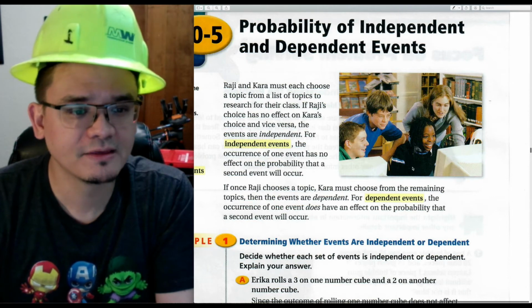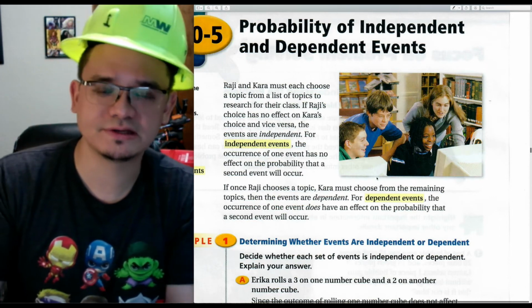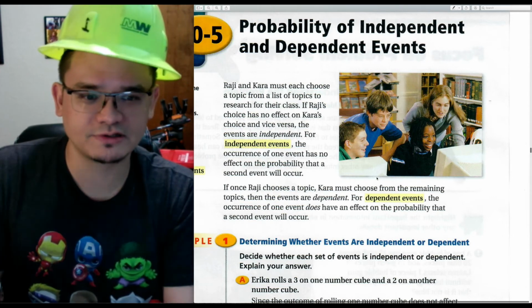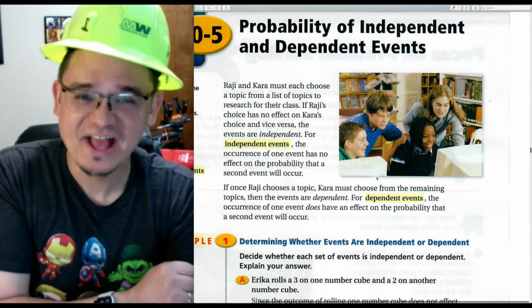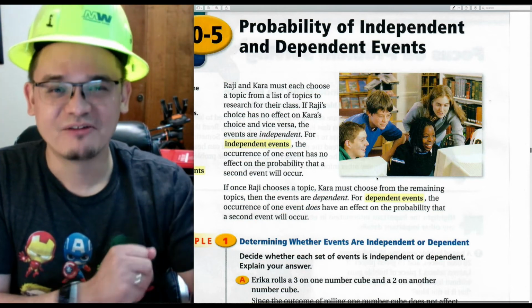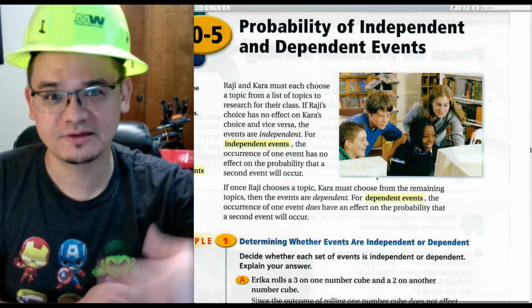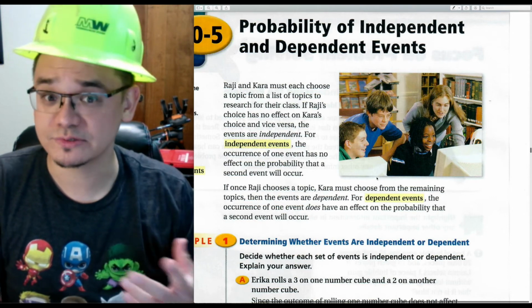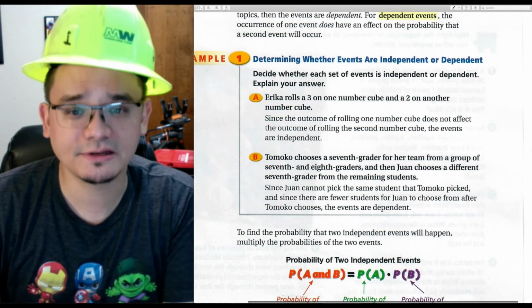So again, I don't know who these kids are, but if whoever Raji is chooses something, and once he chooses it, or she, I don't know if Raji is a boy or girl, if that student chooses that topic, and then no one else can choose it, Raji's choice has an effect on Kara's choice, because Kara can now no longer choose that topic that Raji chose. Yeah?